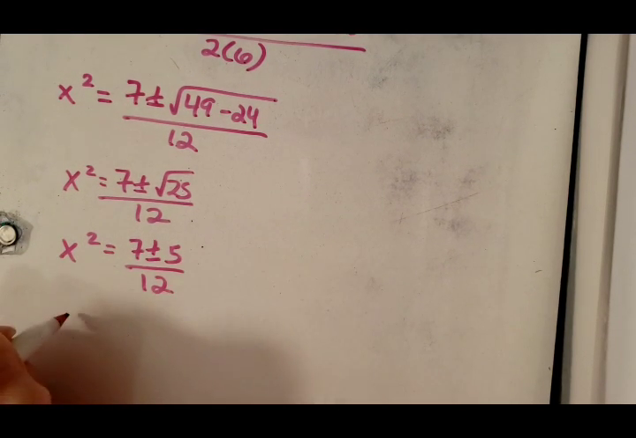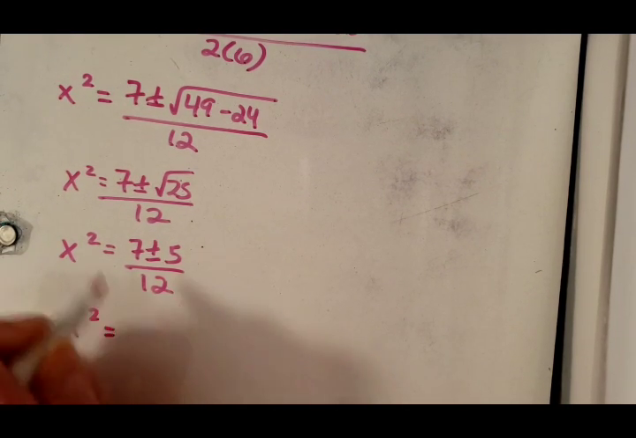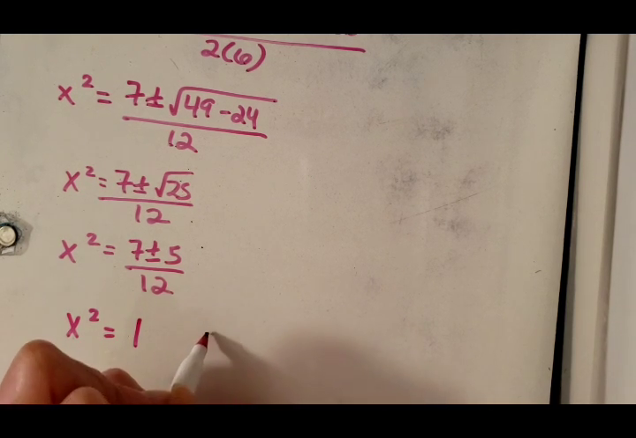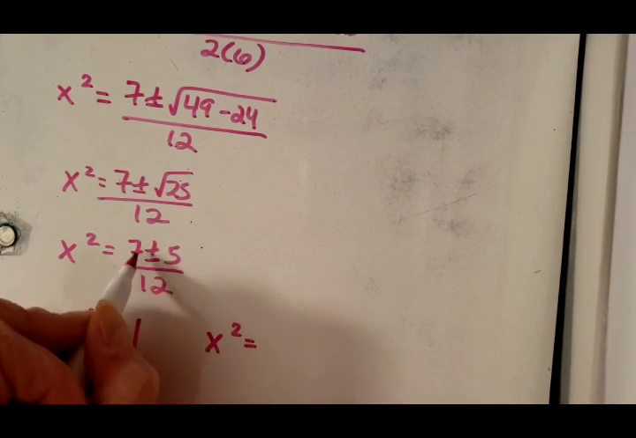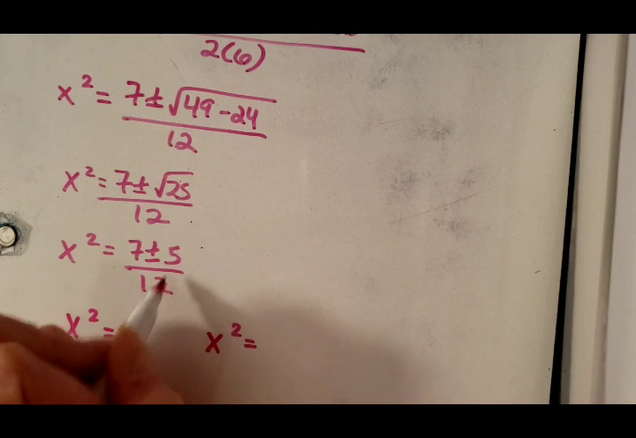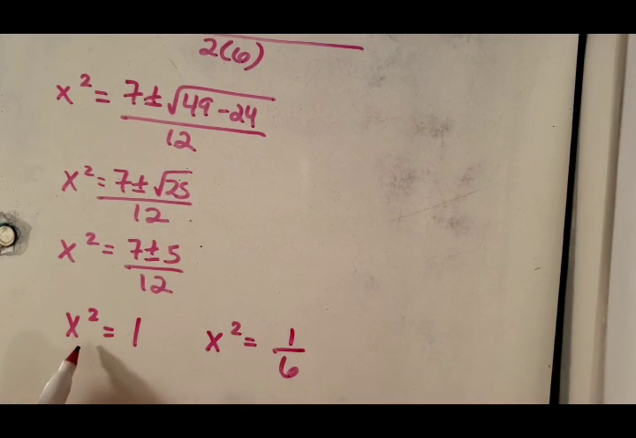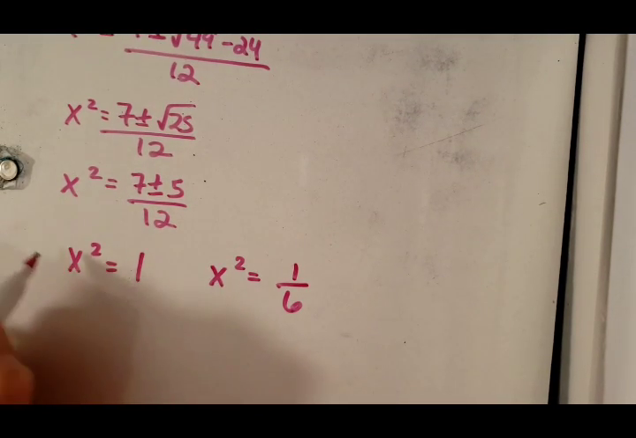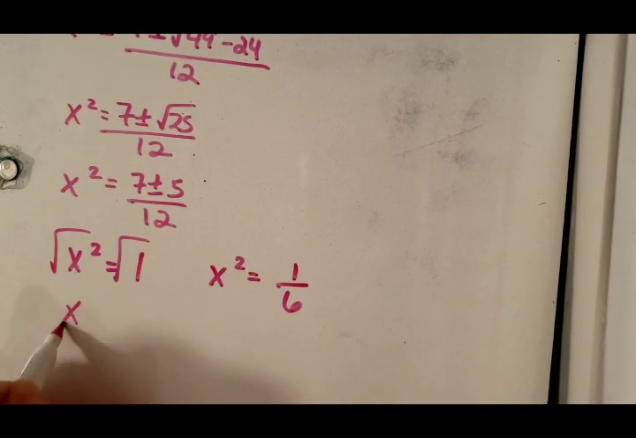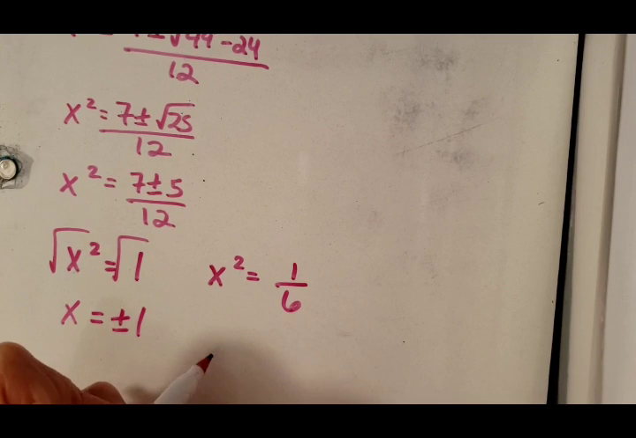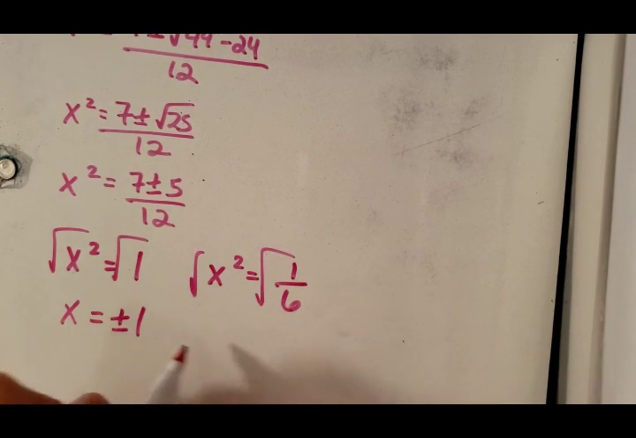So now we simplify. x equals 7 plus 5 is 12 divided by 12 is 1. And x equals 7 minus 5, which is 2 over 12. 2 over 12 reduces to 1 over 6. So you have x squared equals 1 and x squared equals 1/6. So we've got to finish that. Square root. Remember when you're square rooting a variable, you need to say plus or minus. 1.